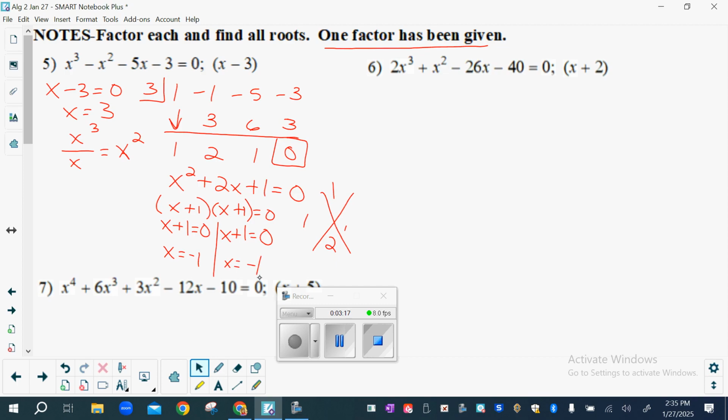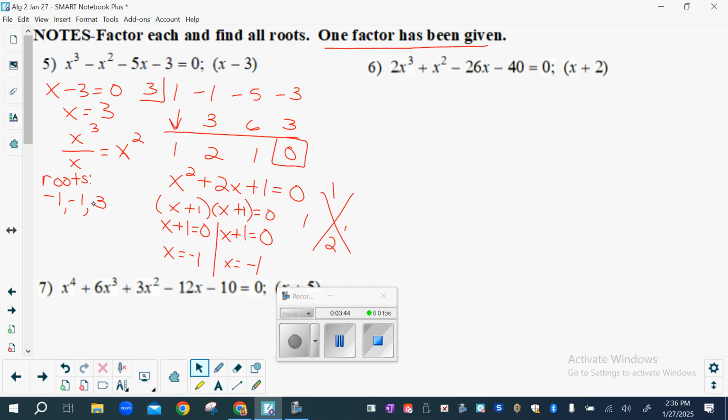So my roots are negative 1, and 3. Where did the 3 come from? That's right. So one of the factors has been given. Really easy to forget to add that one.